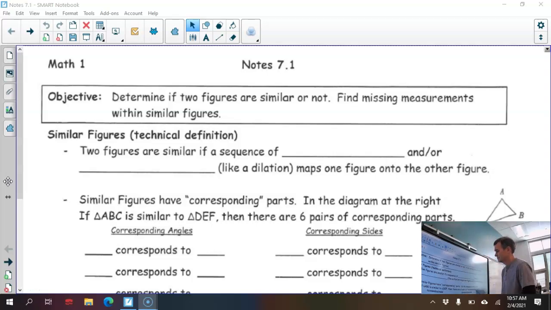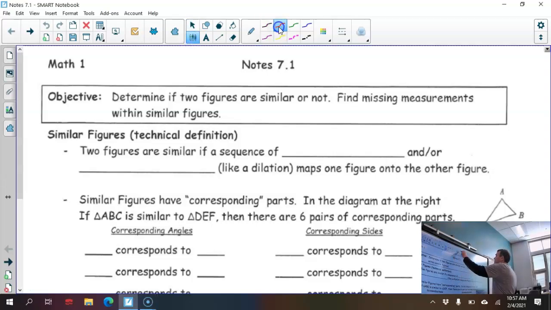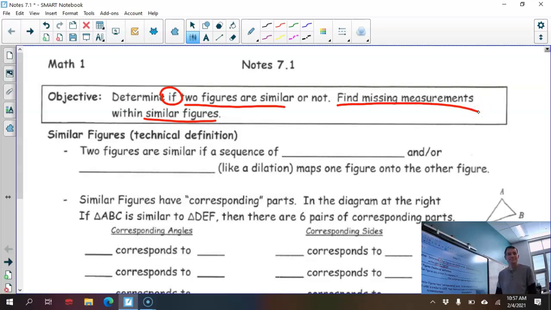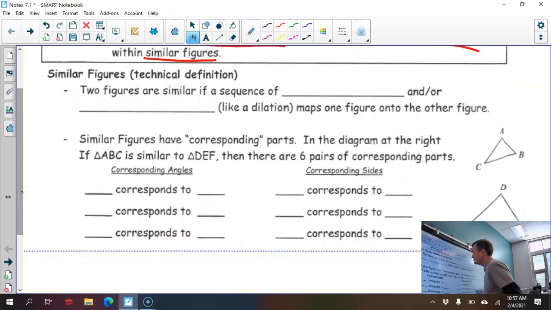Let's get started. All right, so today we want to look at similar figures. We want to be able to determine if two figures are similar, and we want to find missing measurements. That is our goal for the day. So let's start by looking at what similar figures are. Here is the technical definition. I don't use this a lot, but it is the technical definition of similar figures.